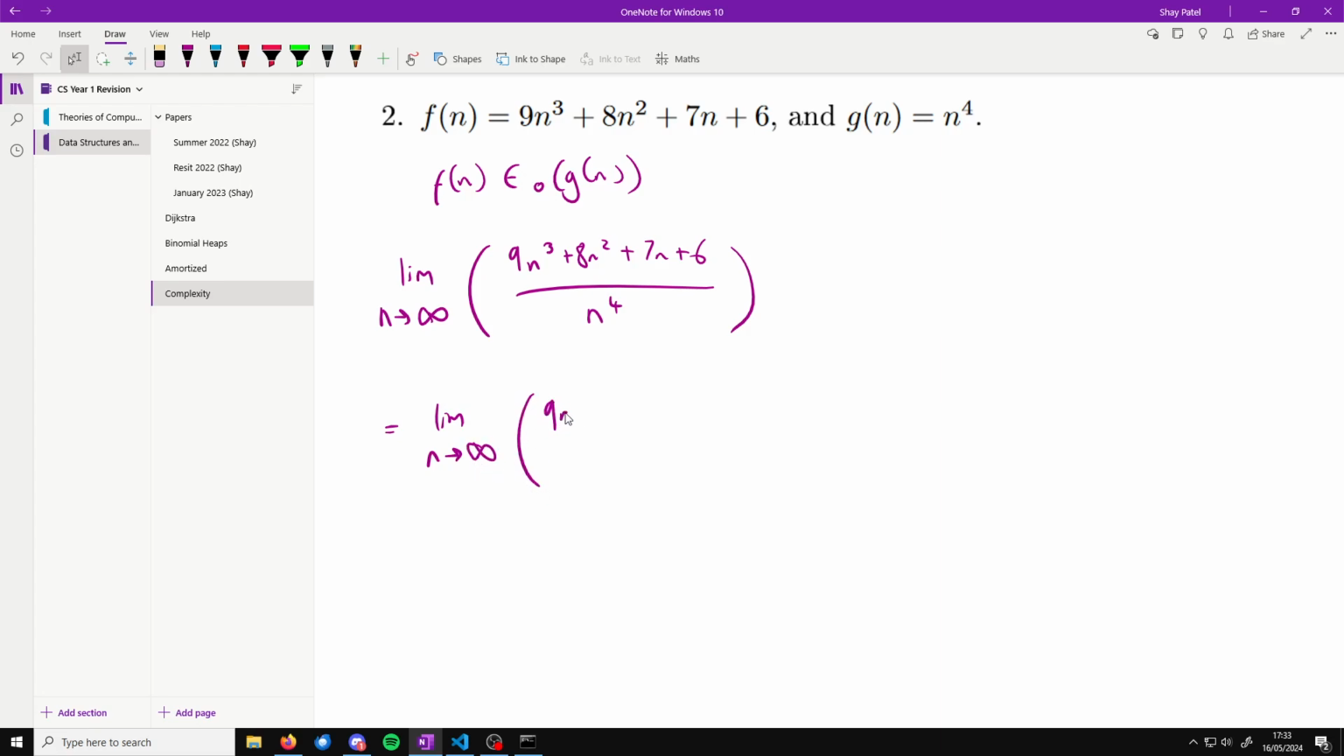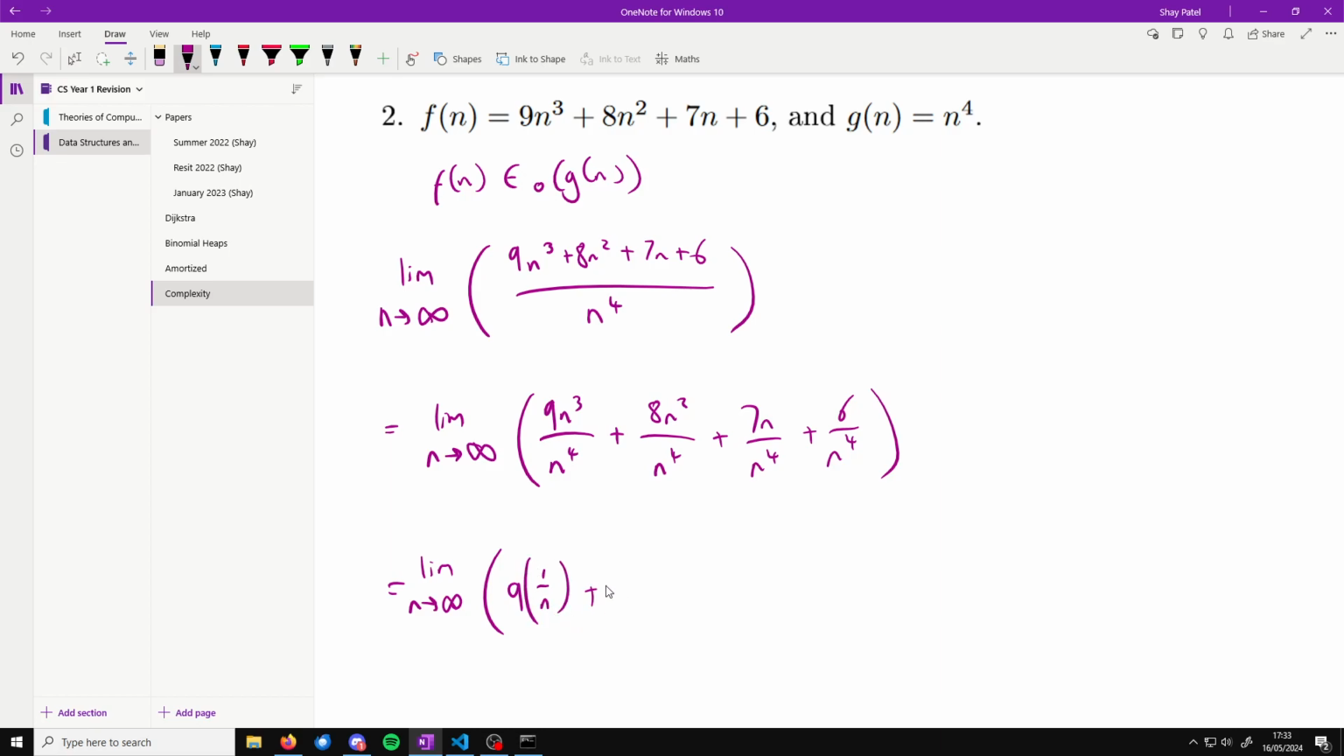So let's split up the terms again. 9n cubed over n to the 4 plus 8n squared over n to the 4 plus 7n over n to the 4 plus 6 over n to the 4. Again, just to make it explicitly clear what's becoming 0, we can factorize the terms out. So this would be 9n cubed over n4, which is the same as 1 over n, plus 8 times 1 over n squared, plus 7 times 1 over n cubed, plus 6 times 1 over n to the 4.